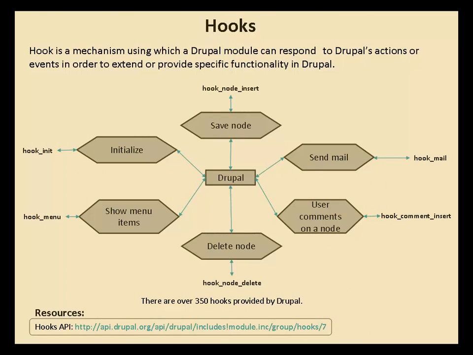So let us understand what is a Drupal hook. A hook is a mechanism using which a Drupal module can respond to Drupal's actions or events. For example, we have just written a Drupal hook called hook_init. Hook_init is called each time Drupal is initialized, like when a page is refreshed or a new page is loaded. There are over 350 hooks provided by Drupal.